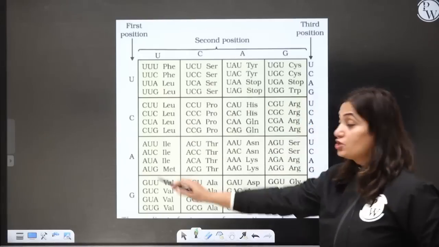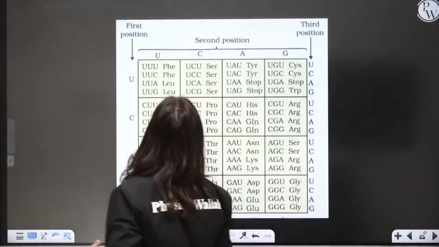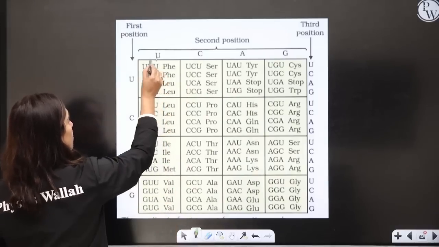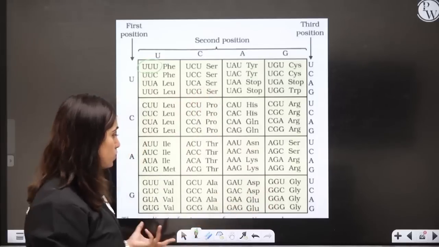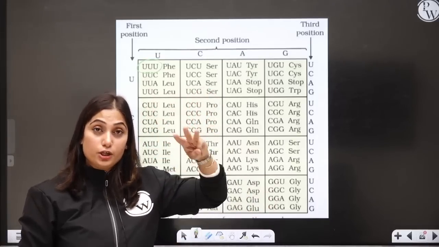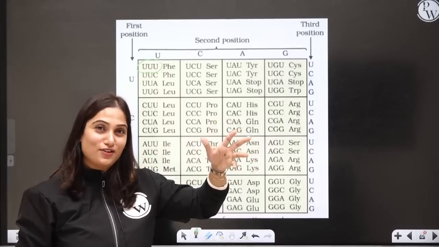Now, there's a sheet given over here. You can see that there are so many amino acids and so many codons. There are a total of 64 codons over here, out of which 3 codons are stop codons, which do not code for any amino acid, and 61 are the coding codons.